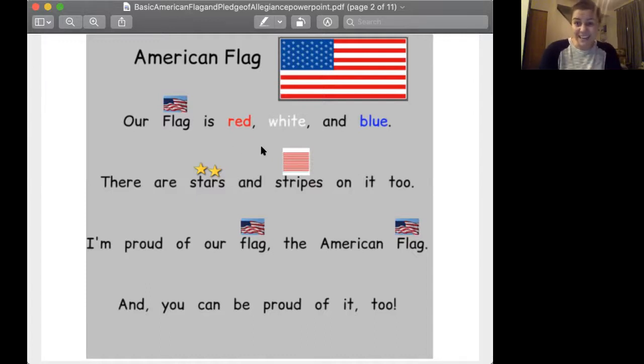Now, the first thing that I like to look at is it shows us the colors, red, white, and blue, which you can see on the little picture of the flag above as well. Then they say that there are stars and stripes too. So you can see stars right up at top, right by the blue. So you've got white stars and a blue background. Then you also have those red and white stripes. And you can be proud of the American flag because you're from the United States of America, and the American flag is one of our symbols.